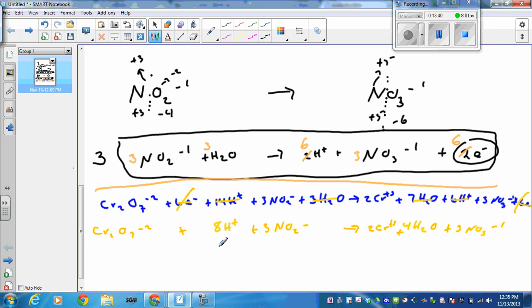So this is the technique that we use to make sure that we can compensate for and balance all of the pieces when we do a redox reaction in an acidic environment.